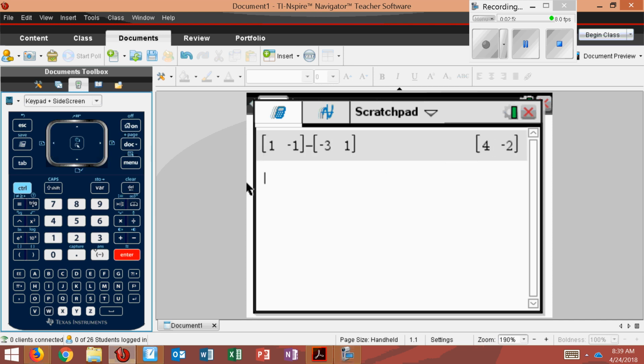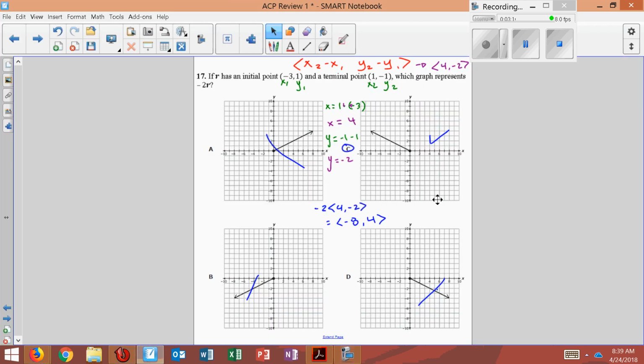Now I would just multiply by -2. So -2 times, and I could just go up here, hit enter to copy it, and when I press -2 times that, it would give me my vector there. So that's another way of doing this to get the same vector.